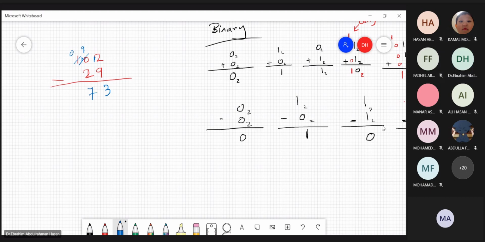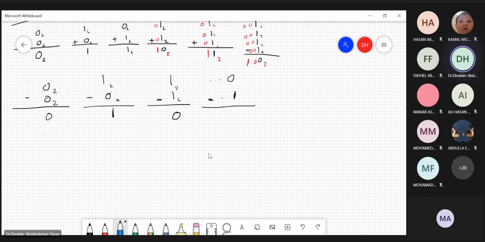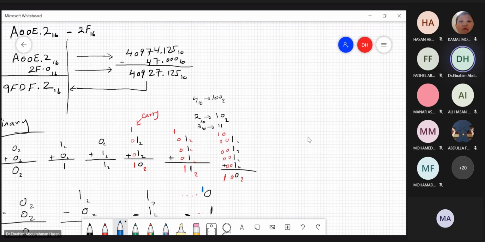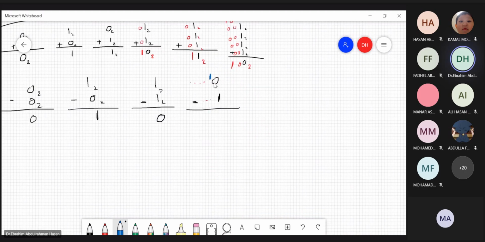Yeah. So we'll do the same thing here. Okay, we are going to borrow 1 from somewhere here. So then this becomes 1 0. And 1 0 in decimal, it is equal to 2 in reality. So then it is 2 minus 1. It is equal to 1.